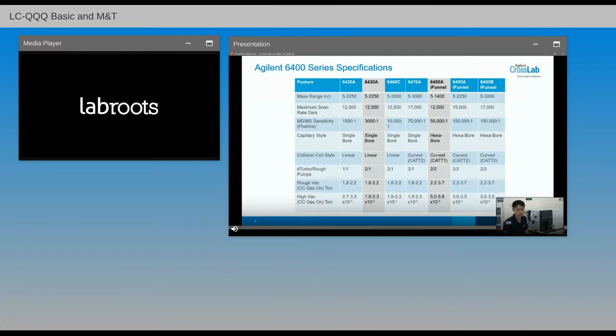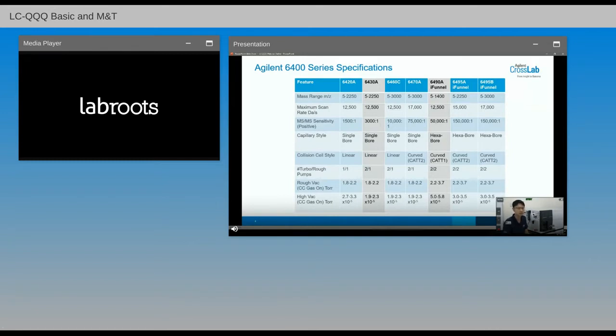Over this slide, you also can see that there are some consumables that you might need to take note of if you're using the various kinds of models across your laboratory, right? The capillary styles themselves are mainly different. If you take a look at the 6470, we're still going for a single bore capillary, to the more sensitive 6495, which requires a hexabore capillary, which is about 9 cm or so in length.